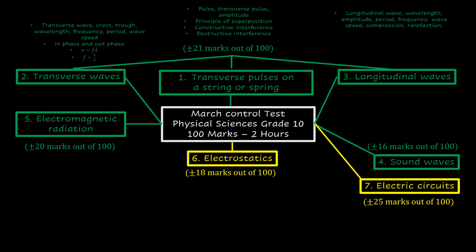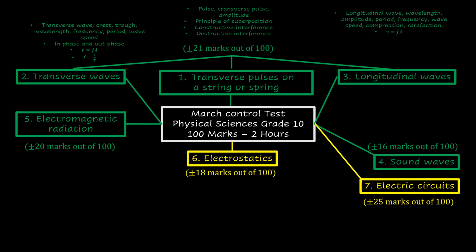Now, if we move to longitudinal waves, what are the most important things that you need to know? You need to, one, be able to define what is a longitudinal wave, what is a wavelength. You see, some of these things repeat themselves. So what is a wavelength? What is an amplitude? What is the period? What is the frequency? What is the wave speed? And something new here, apart from longitudinal waves, is the compression and the rarefaction of a longitudinal wave. You need to be able to define those terms.